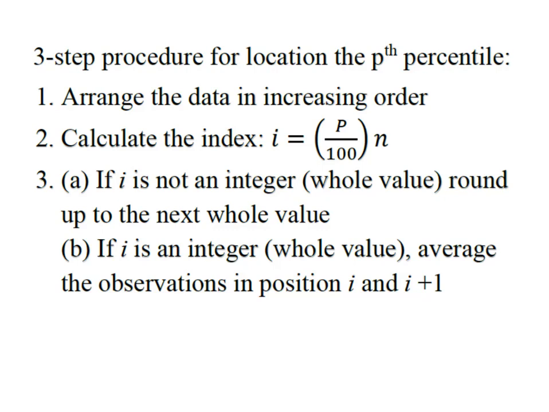In 3, we have to make a decision. If our index is not an integer, whole value, then we round up to the next whole value. But if I is an integer, a whole value, then we're going to average the observations in the index position and then the index position right below it, which is I plus 1.